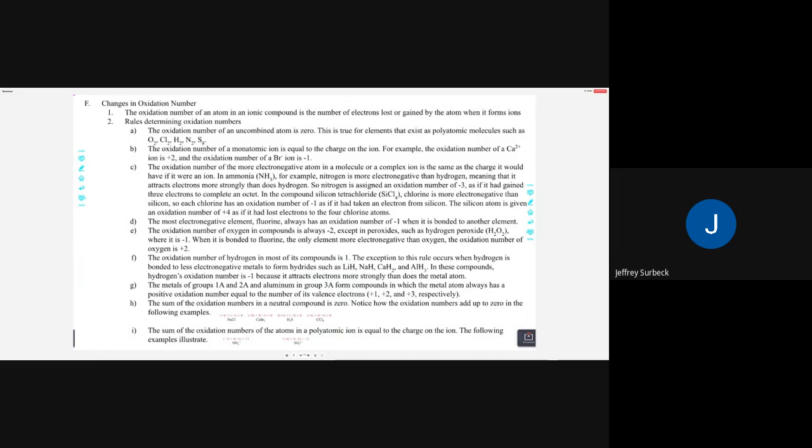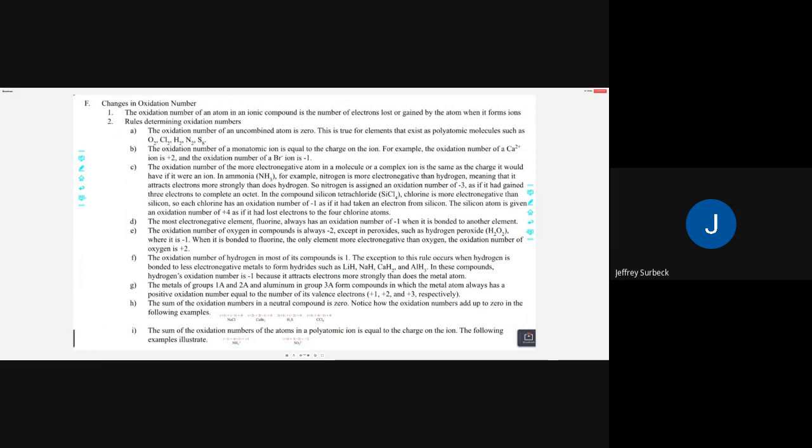Remember, the charge in general, we can look on the periodic table and identify the charge. I'm going to remind you of that in a second. Point 1 is right here with subpoint A. If you see something that is O2, Cl2, H2, N2, or S8, it gets a charge of 0. So you see any of those, charge is 0.